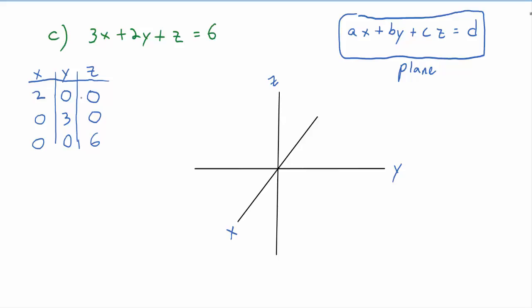This is the easiest one to graph of all 3 of them that I've shown you. So let's go out 2, 0 on the x, and then let's go out 3 on the y, and then 6 on the z. I don't have to use the same distance between the scales. 1, 2, 3, 4, 5, 6 on the z. And then just connect the dots.